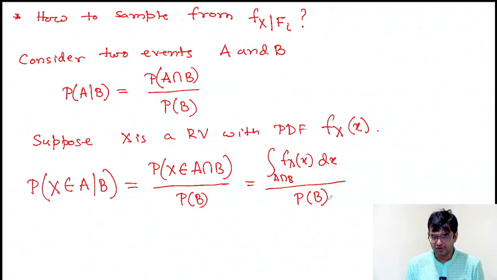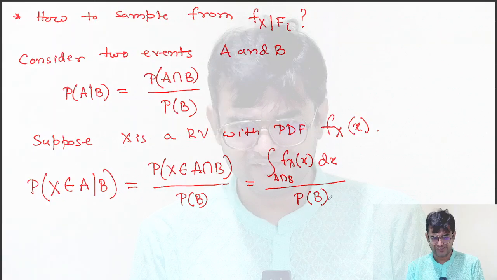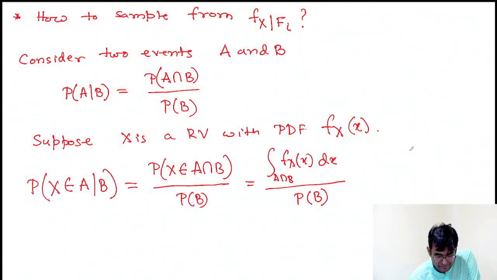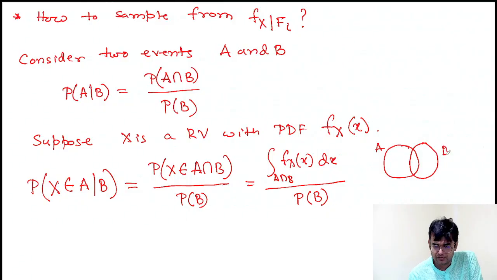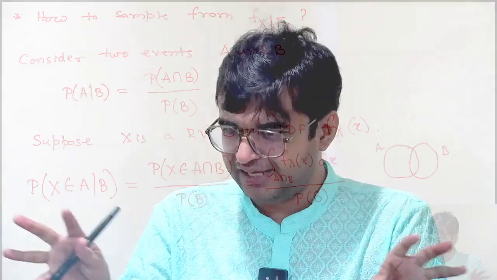Okay. Now let us draw a Venn diagram. Set theory Venn diagram you are aware of, right? If I draw a Venn diagram, let's say this is my event A, this is my event B. Okay, this is A, this is B, and you know the intersection is A intersection B. So if this is the scenario, the event space of A and B, then you are actually integrating in which area?